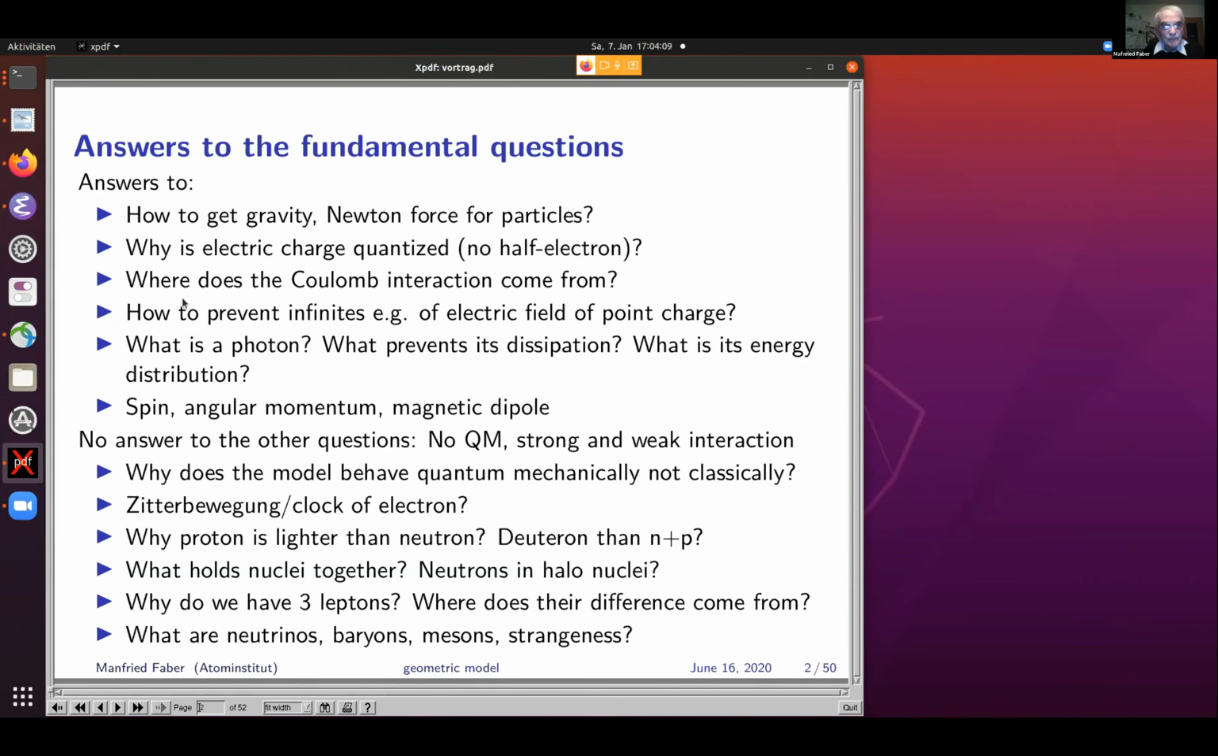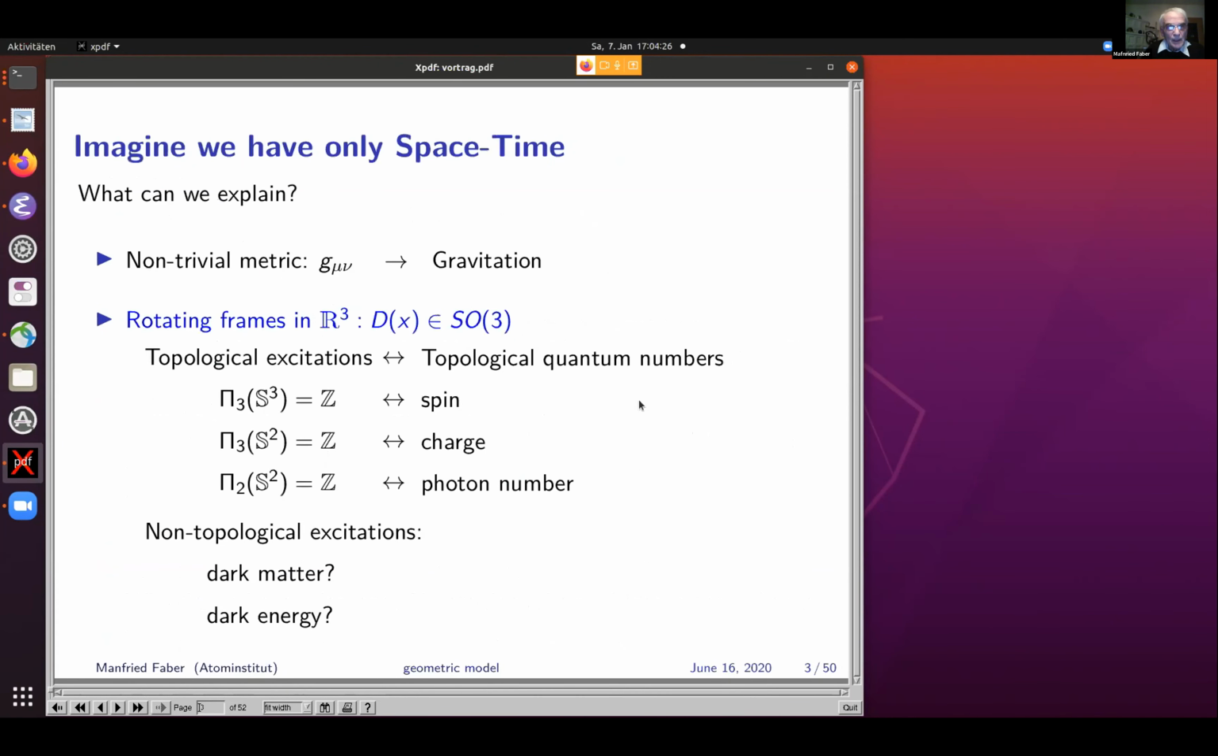Now it's better. Yes, and this model has a nice picture of spin. Spin has its origin as a contribution to angular momentum also. I don't answer the questions about quantum mechanics, strong and weak interactions. So imagine we have only space-time. What can we explain? We can explain the non-trivial metric g mu nu, we can explain gravitation. And I have rotating frames in R3. These rotating frames I describe with the rotation matrix from SO3.